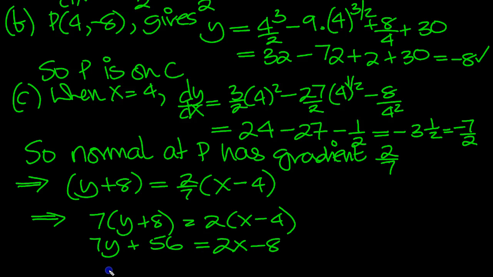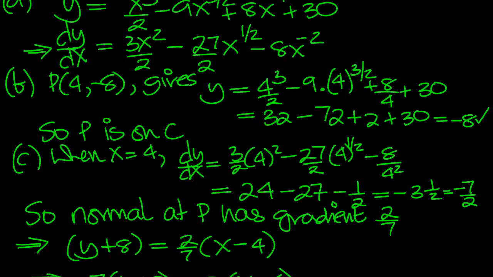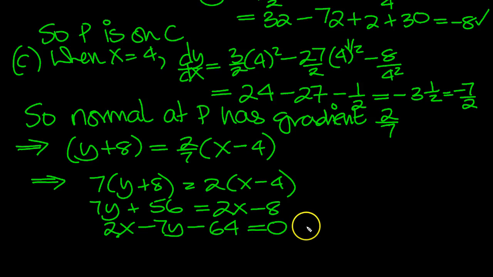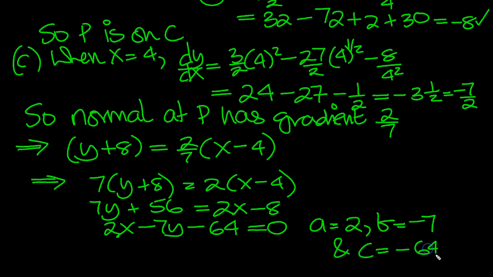So 2x, I'm reading it from right to left. 2x is as is, leave it there. Move the 7y to minus 7y. Then move the 56 over to be with the minus 8 to make minus 64. There's nothing left on this side, and I've written it down from right to left. So here we have the equation of the normal. And the question, let's just look back at the question above. a, b and c are integers, so there's no common numbers here. So a equals 2, b equals minus 7, and c equals minus 64, all integers.